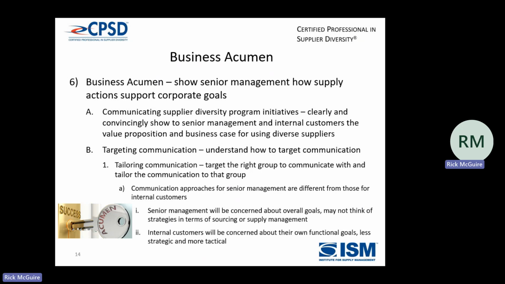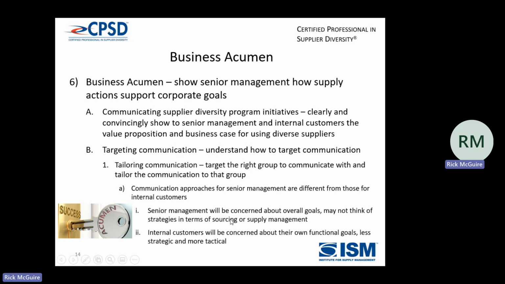Targeting communication: understand how to target a communication. So tailor the communication to the right group to communicate, and tailor the right communication to the right group. We'll cover this later in another module. Communication approaches for senior management are different from those for internal customers.